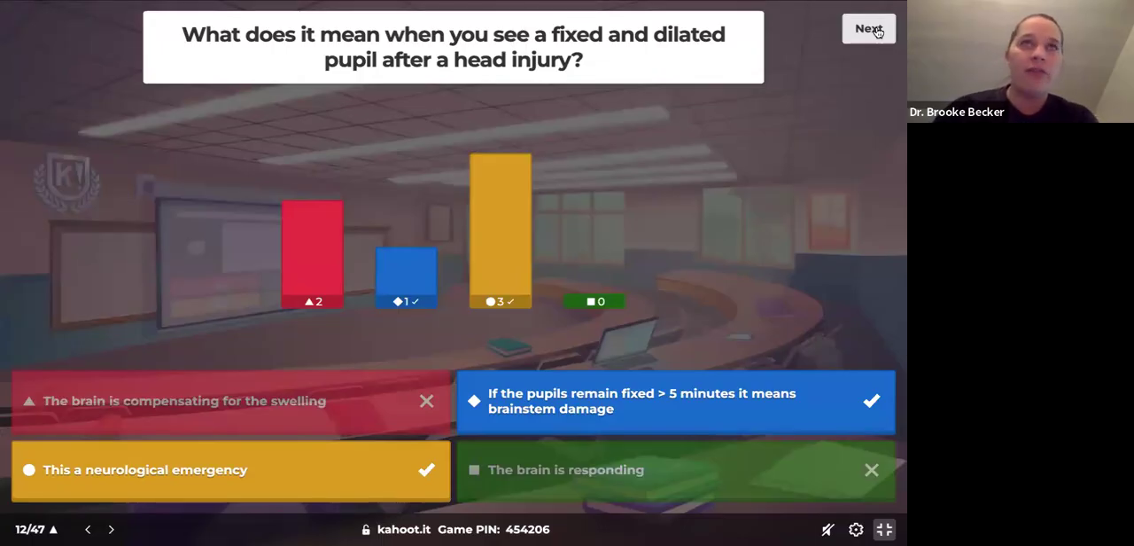Fixed and dilated pupils. If they are fixed for longer than 5 minutes, that's usually brainstem involvement or damage in the head injury. Your brainstem controls your heart, your lungs, your basic functioning of living. And then of course it's a neurological emergency if somebody's pupils are fixed and dilated when you know that they've had a head injury.